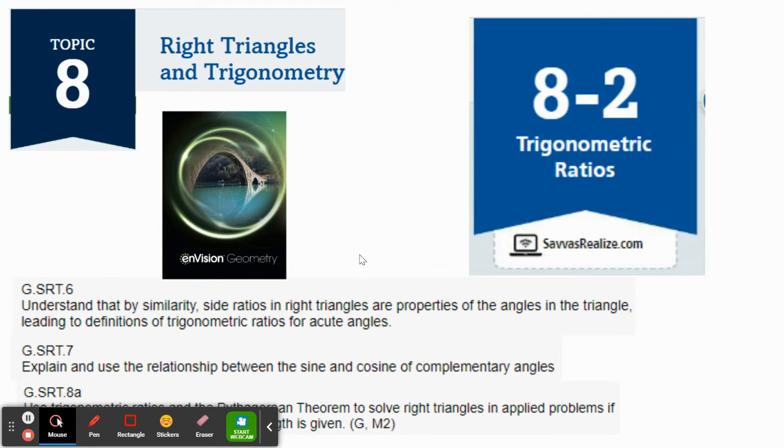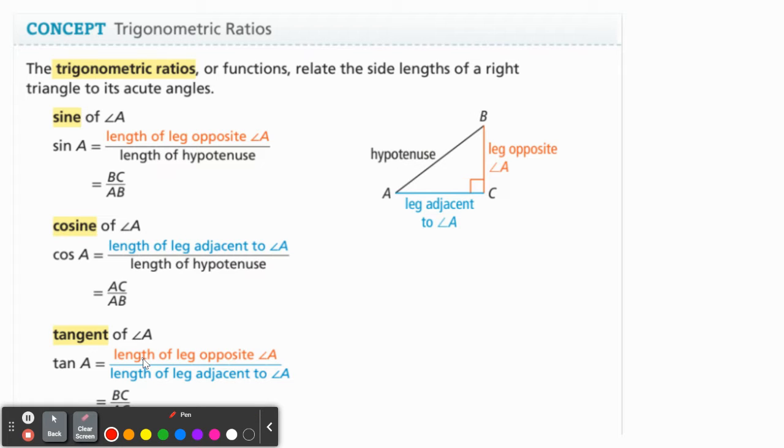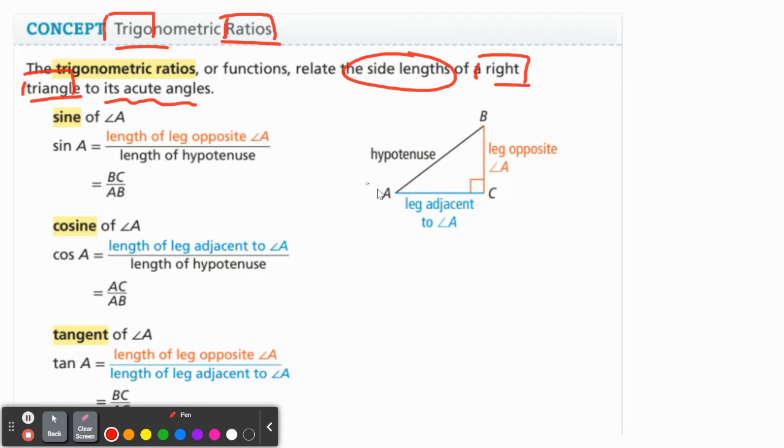Okay, so let's talk about trigonometric ratios. The idea behind these trig ratios, and I don't ever say the word trigonometric, is that you are relating side lengths of a right triangle to its acute angles. Side lengths of a right triangle to the acute angles. Notice we don't talk about the right angle, we talk about the acute angles. So in this picture it would be A and B.